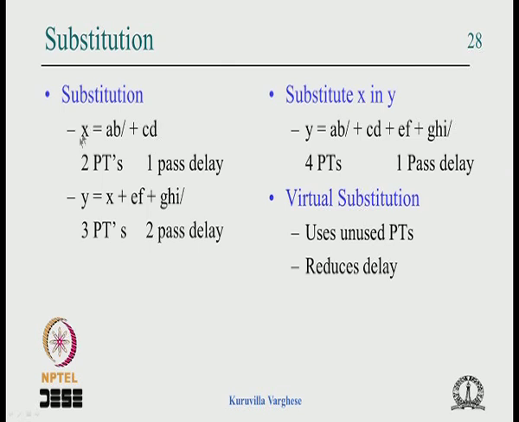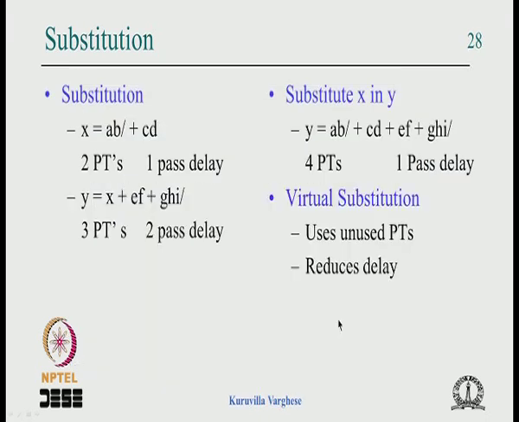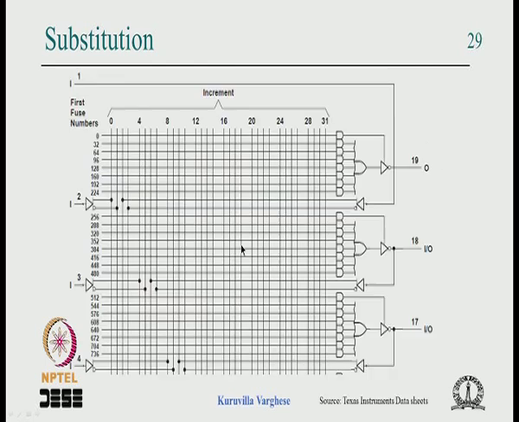Suppose you have an output called x, a function x which is AB bar plus CD. You have only 2 product terms, and in one section you can implement that. Suppose you have a second output y, which is nothing but x plus EF plus GHI. So it has already implemented x plus 2 other product terms. You can implement x here, and x is fed back here and taken to an AND gate, and you implement the next 2 product terms. That is what is shown here: x, then EF and GHI bar is implemented here, and the rest is disabled.